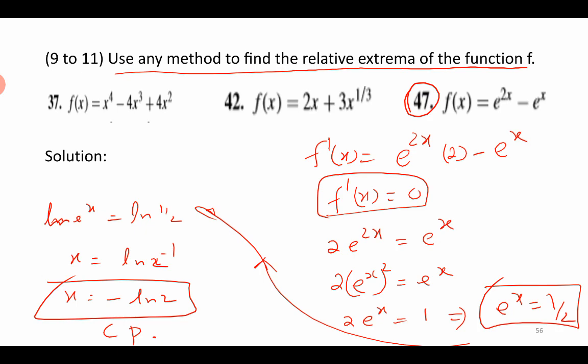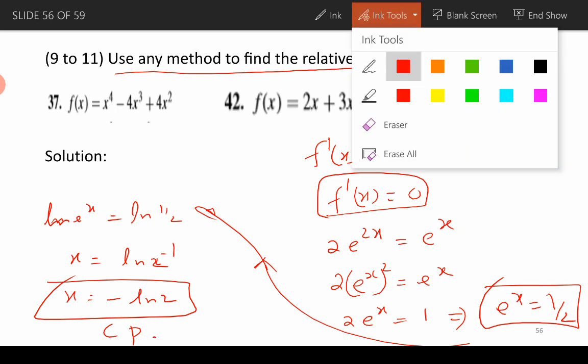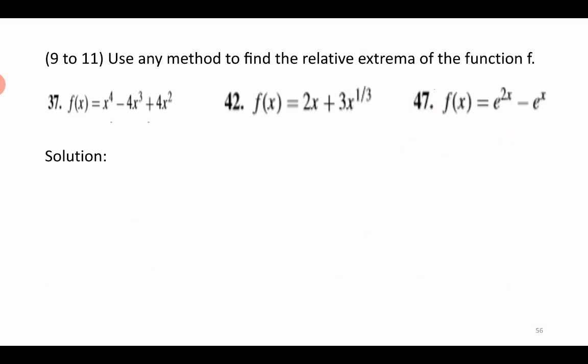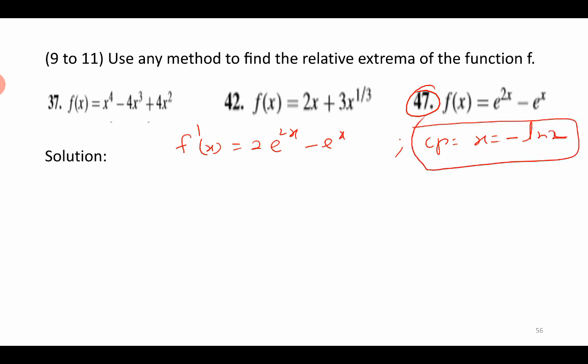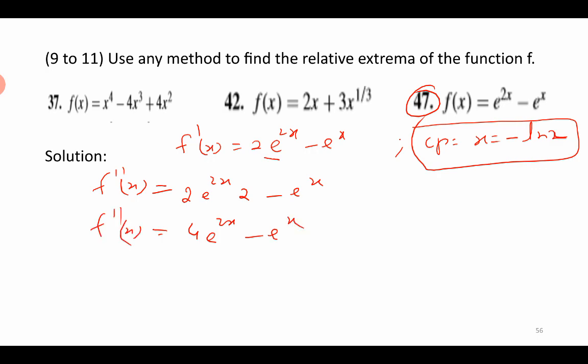Now let us find the second derivative. What we found for problem number 47: first derivative of x, which was 2 into e power 2x minus e power x, and we found the critical point Cp, x is equal to negative ln 2. Now the second derivative f double dash of x. We use the second derivative test to check the maximum and minimum. Differentiate the first term, 2 e raised to 2x, again 2, minus e power x. So this is 4 into e raised to 2x minus e raised to x. This is the second derivative. Now use the critical point in the second derivative.